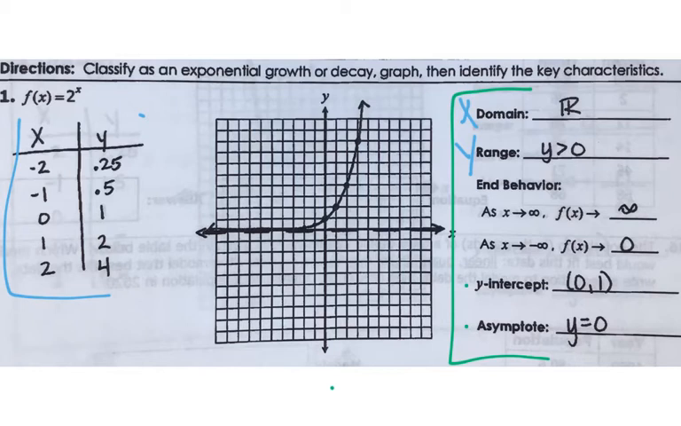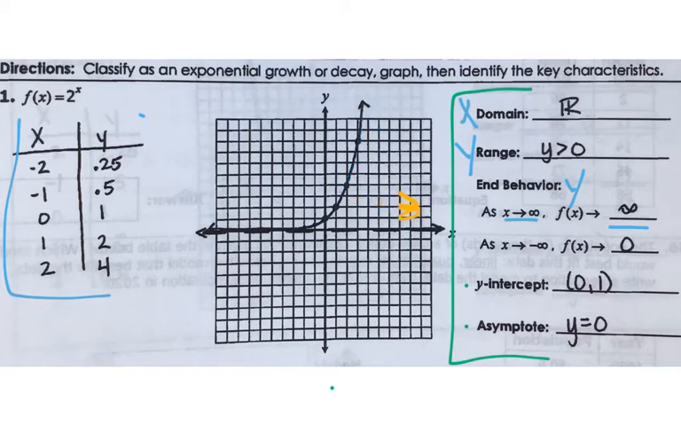Now, in end behavior, so as x approaches positive infinity, remember positive infinity is this way on the x-axis. Okay, what is happening to your y? Your y is going up. So that means as x approaches positive infinity, f of x, or your y, is also approaching positive infinity. If it was going down, then that means it would be negative infinity.